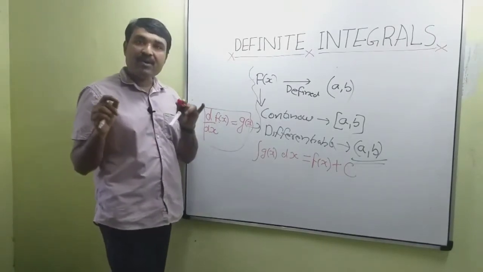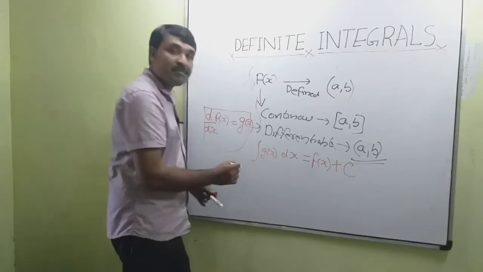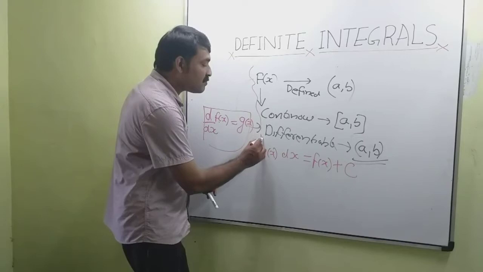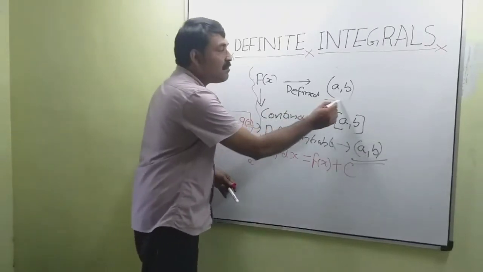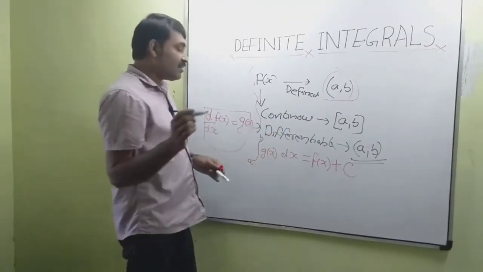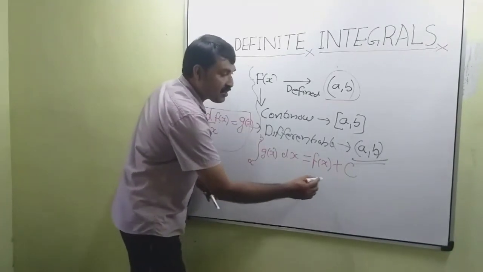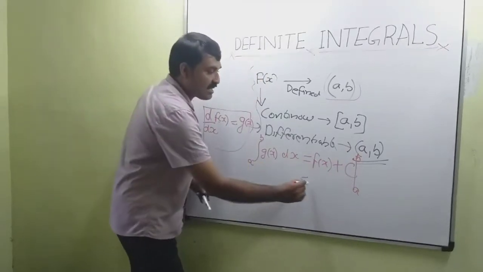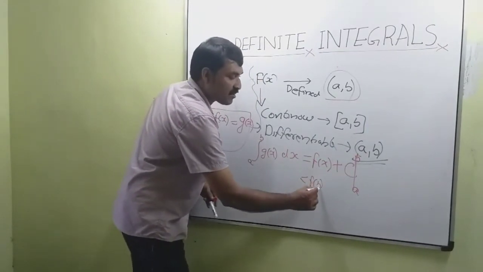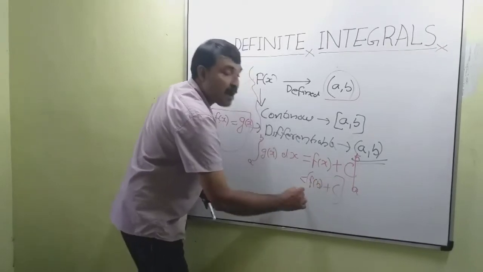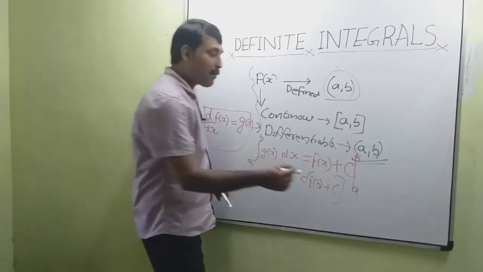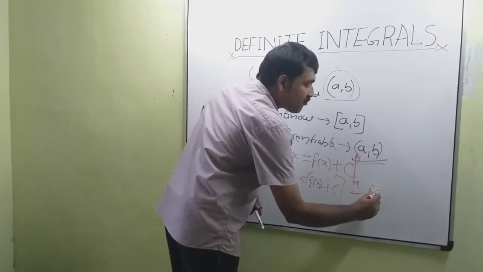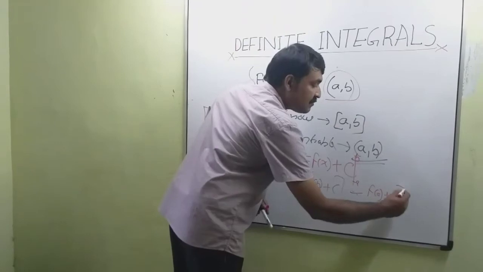Now we are evaluating this integration with respect to limits. Let the lower limit be a and the upper limit be b. So this is equal to applying the limits a and b. We get f of b plus c, that is, I applied the upper limit. Now apply the lower limit. So this is equal to this minus f of a plus c.